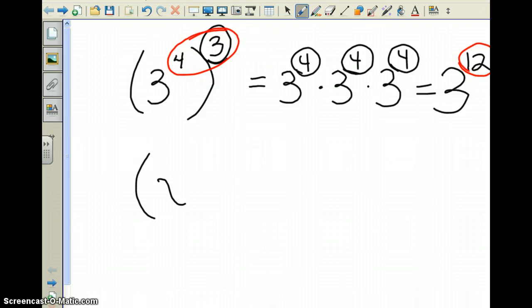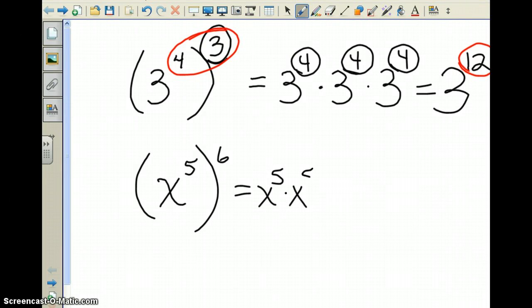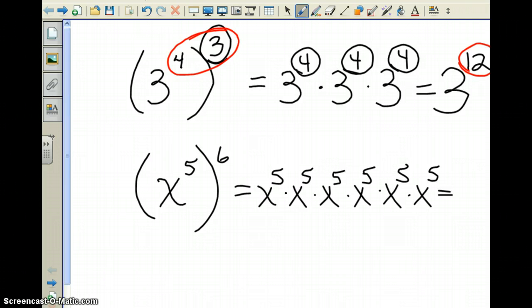If I've got x to the fifth to the sixth, that means I'm really doing x to the fifth, x to the fifth, x to the fifth, x to the fifth, x to the fifth, and x to the fifth. So yes, I could go 5 plus 5 plus 5 plus 5 plus 5 plus 5, which would be 30, or the shortcut, I could just do 5 times 6 and get 30.